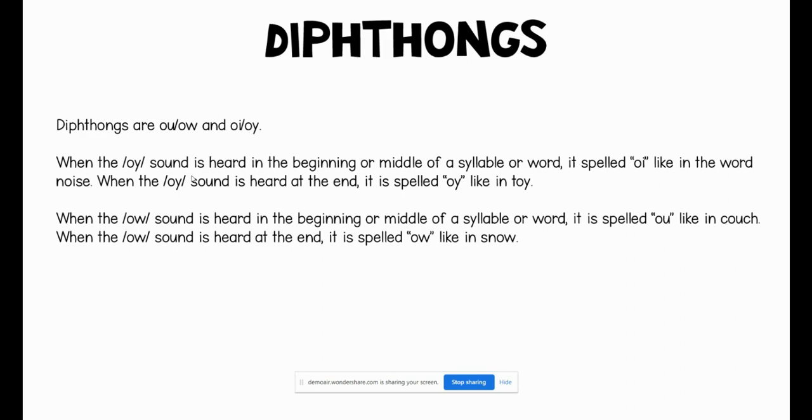And when the oi sound is heard at the beginning or middle of a syllable or word, then it is spelled oi, like in the word noise. When the sound is at the end, it could be spelled oy, like in toy. When the ow sound is heard in the beginning or middle of a syllable of a word, it is spelled ou, like in the word couch. And when the ow sound is at the end of a word, it can be spelled ow, like in snow.